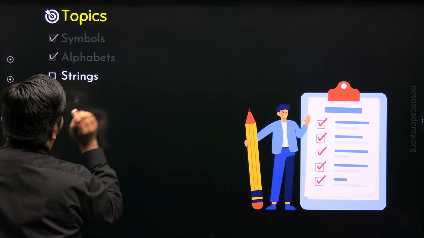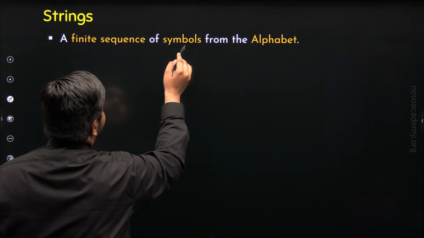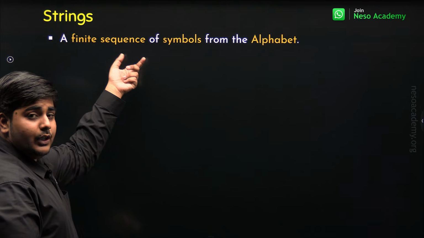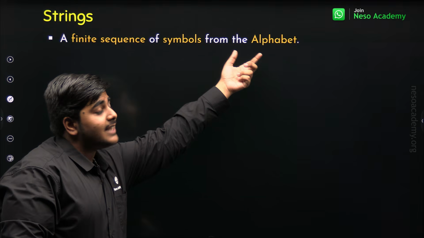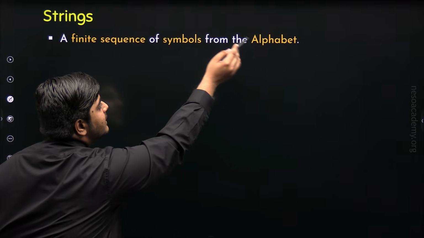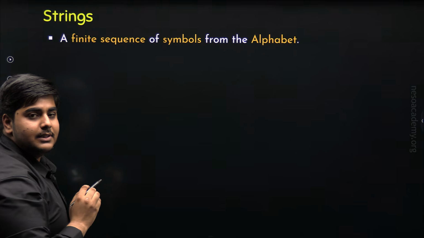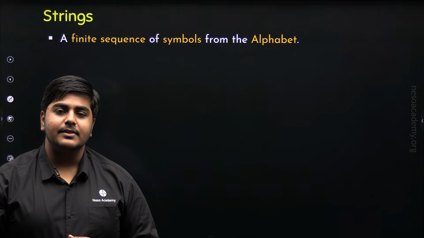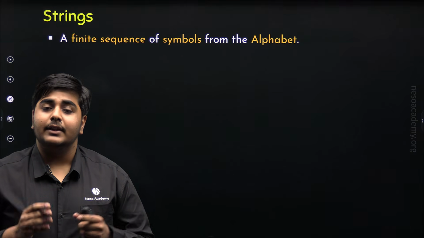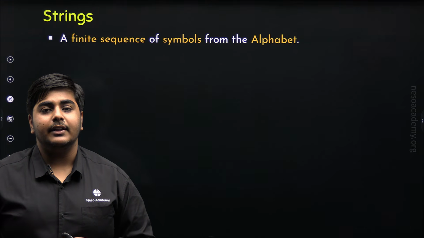Now we will proceed to our last topic, that is strings. A string is a finite sequence of symbols from the alphabet, which means that a string is a finite sequence of the symbols from the set of symbols, that is the alphabet. So we have the alphabet, we have the symbols from the alphabet, and now we have to create the finite sequence of those symbols. But what is a finite sequence? A finite sequence is a sequence of a finite number of symbols. That means you cannot have an infinite number of symbols to generate a string.